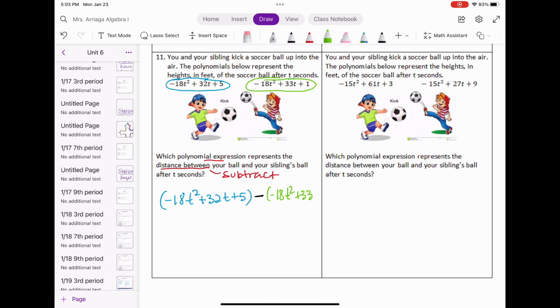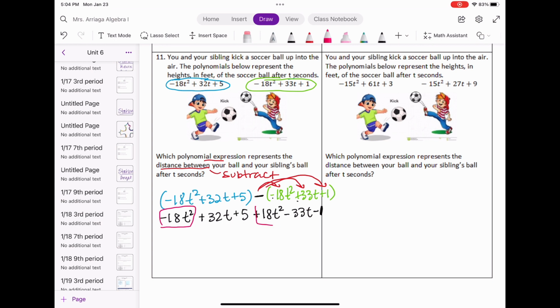And whenever we're subtracting polynomials, remember that we first have to distribute that negative sign. So whenever you multiply times a -1, which is essentially that negative sign, the signs flip. So a negative turns positive and a positive turns negative. So that 18 was negative, so now it's going to become positive. The 33 was positive, so now it's going to become negative. And that 1 was positive and it's going to become negative. So now that we rewrote, we can start combining like terms.